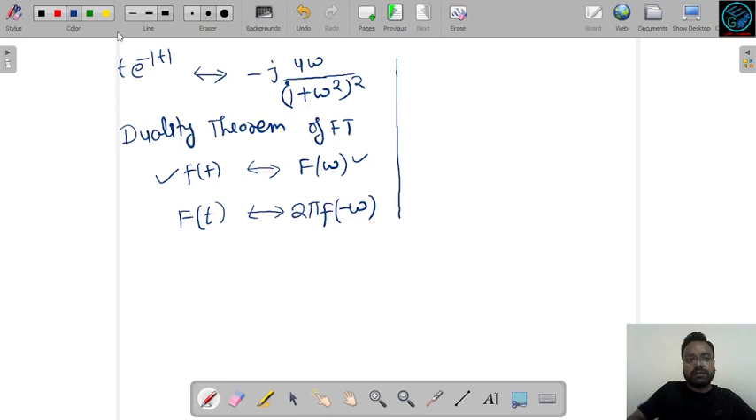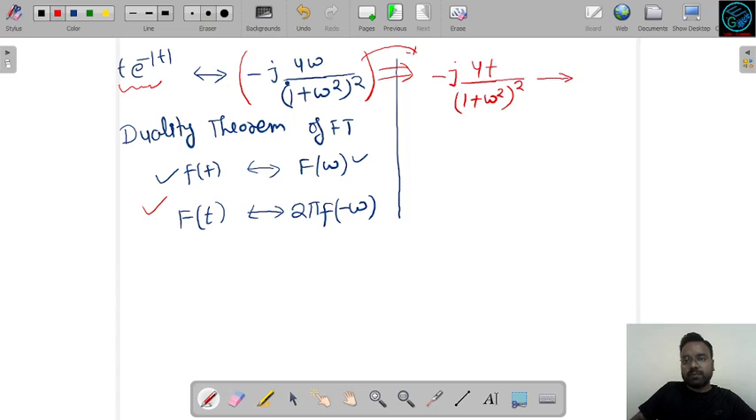So for this function, just apply the duality property. That means this is the Fourier transform of what? t e to the power minus mod of t. This is the Fourier transform of t e to the power minus mod of t. So just apply the duality property. Here just replace omega with t. So we will get minus j 4t upon (1 plus omega square) to the whole square.